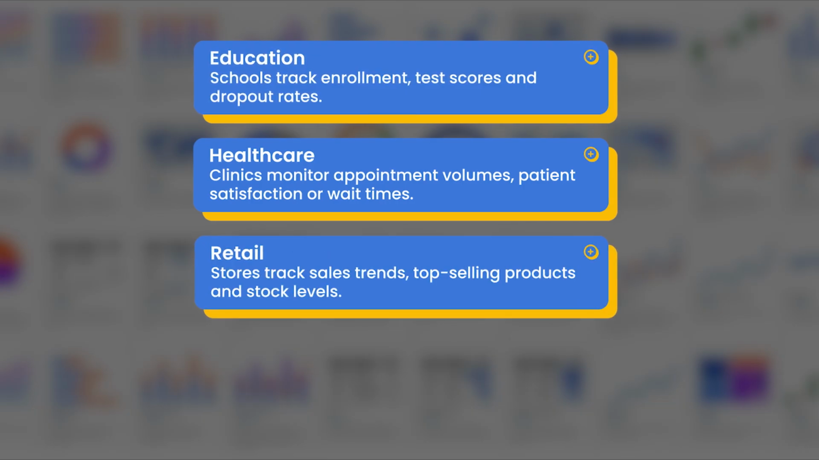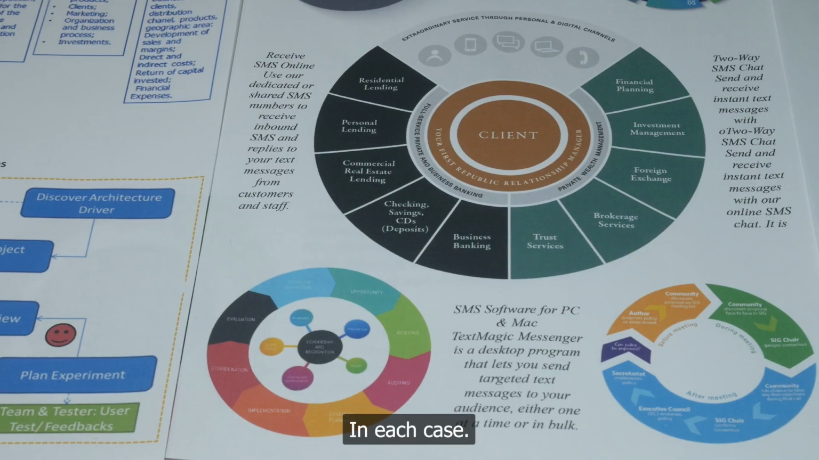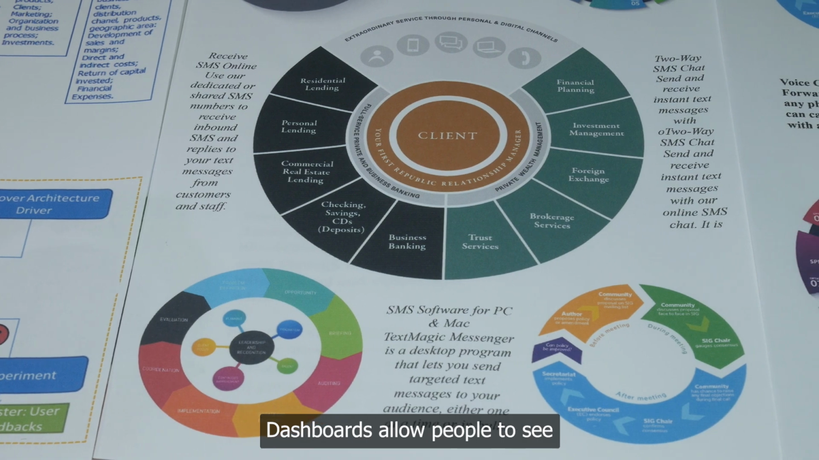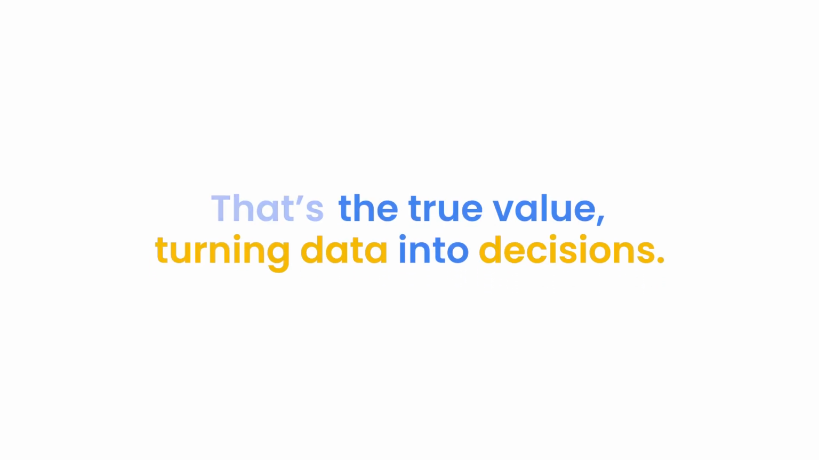Retail. Stores track sales trends, top selling products, and stock levels. Non-profits. Organizations visualize donor data, campaign performance, and volunteer hours. In each case, dashboards allow people to see what's going on right now and act on it quickly. That's the true value, turning data into decisions.